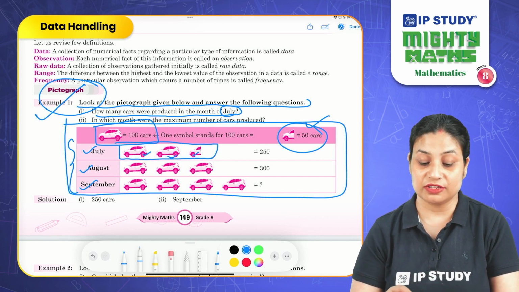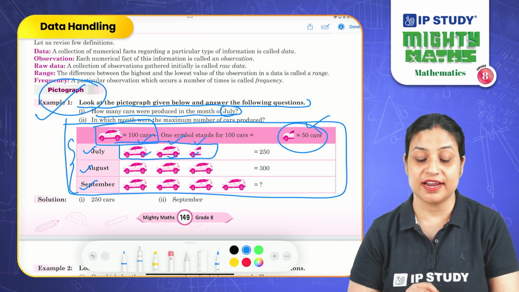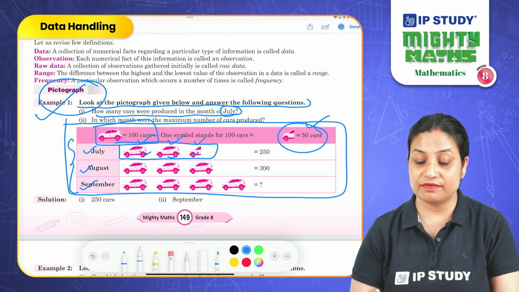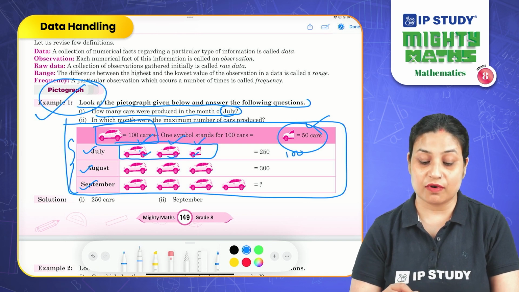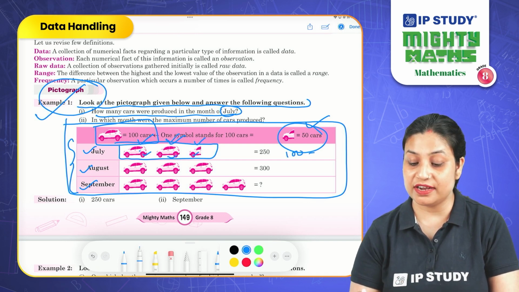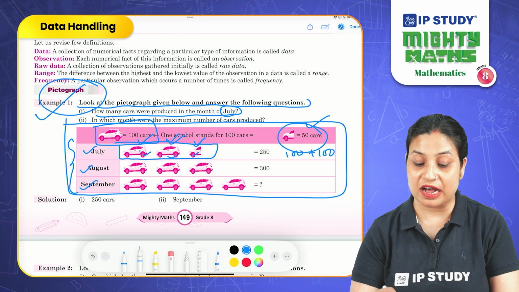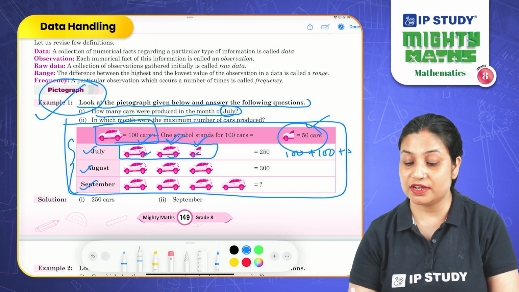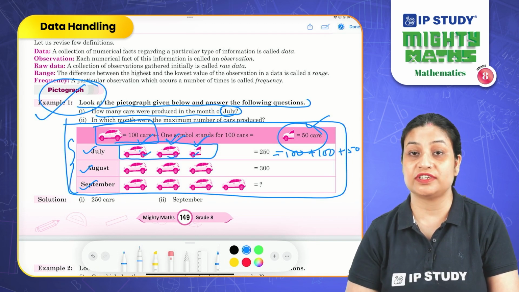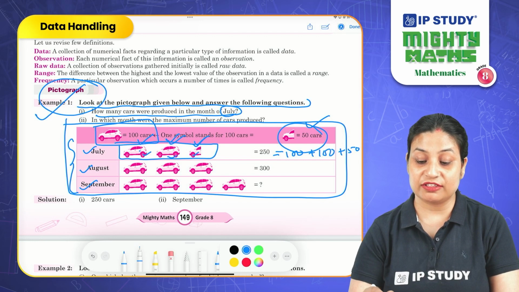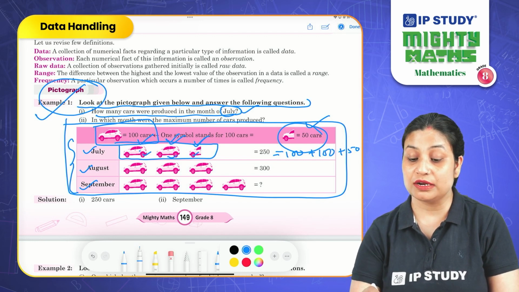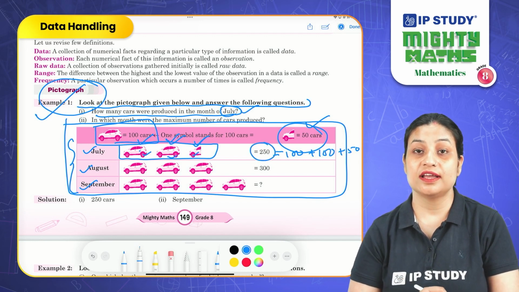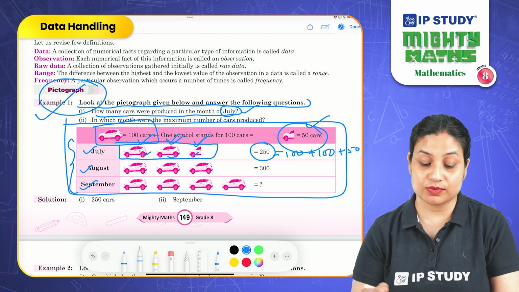row? There are 3 cars, 1, 2 and 1 half car, right? So for a full car, we will write 100. For another full car, what will we write? 100. And for a half car, what will we write? 50. So which is equal to 250, right? So it means in the month of July, how many cars were produced? 250 cars, right?